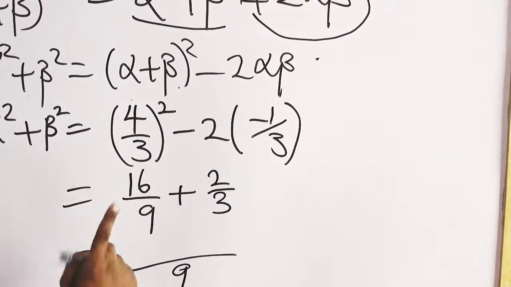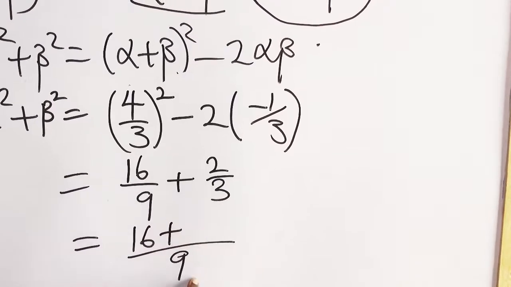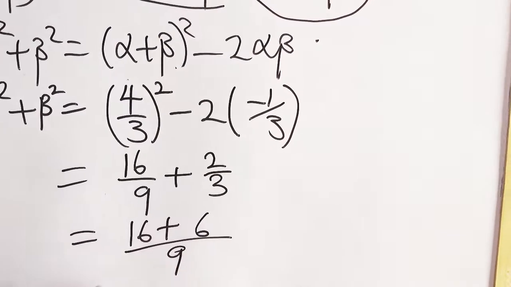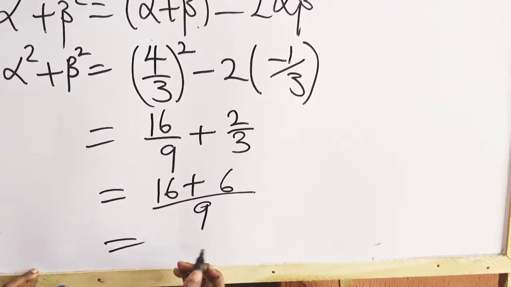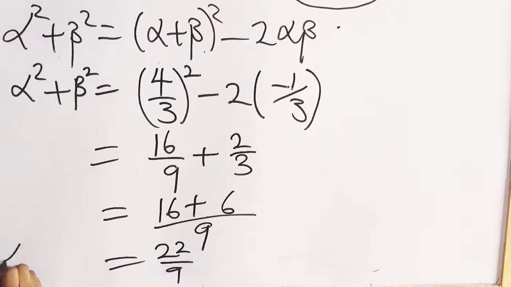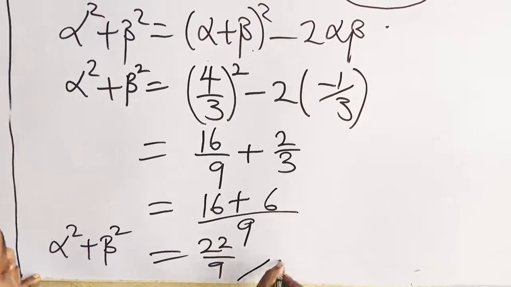So 9 in 9, 1 multiplied by 16, 16 plus 3 in 9, 3 multiplied by 2, 6. So the answer is equal to 22 over 9. So alpha squared plus beta squared is equal to 22 over 9.